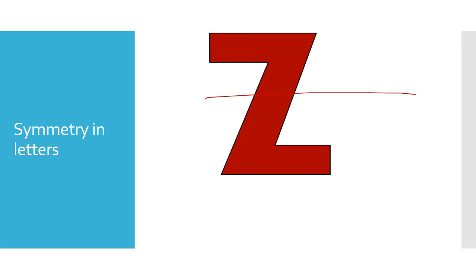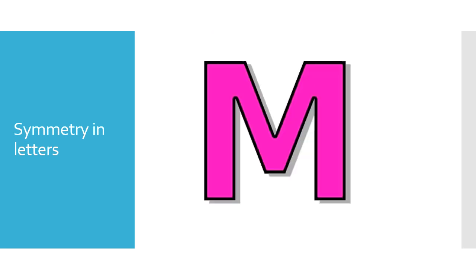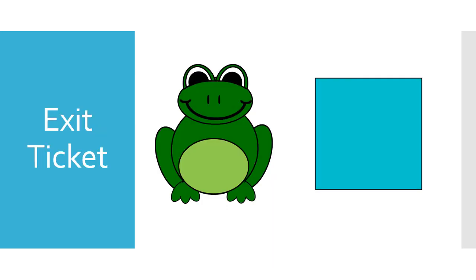Z. This is another tricky one. It seems like it would have a horizontal line of symmetry, but this is also a no. M. I see a vertical line. So yes, this has a line of symmetry, but no horizontal or diagonal.